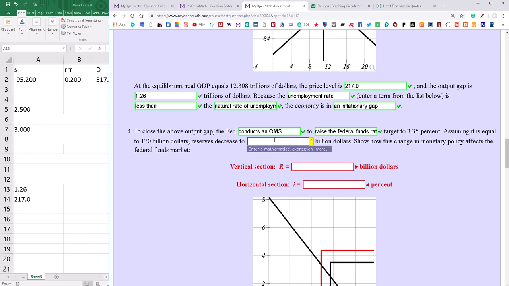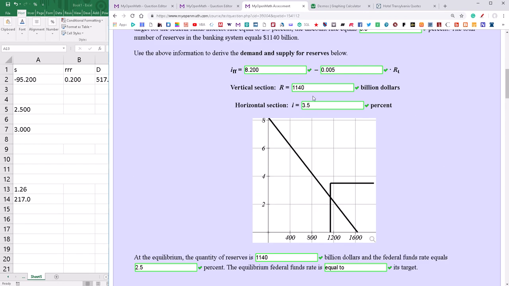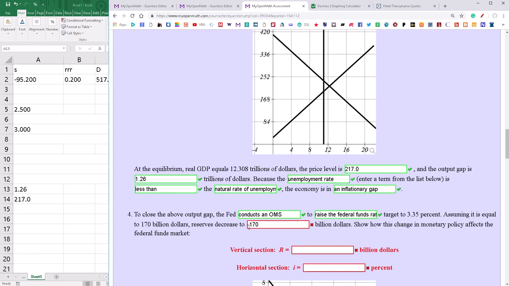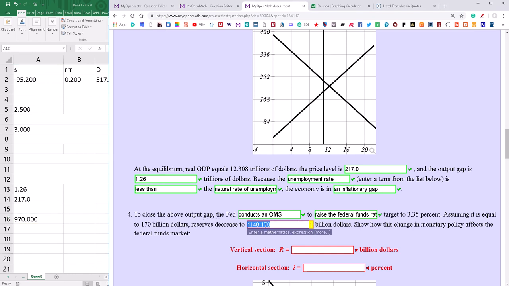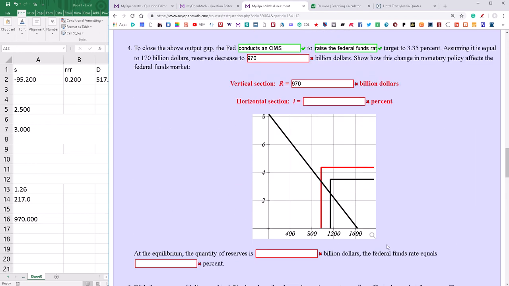reserves are going to decrease to what? Well, we're going to subtract 170 off reserves, right? And what were reserves? Reserves were 1140, right? So we're going to subtract 170 off 1140. Okay. So reserves are going to drop down to 970 billion. Okay. So reserves drop down to 970 billion.